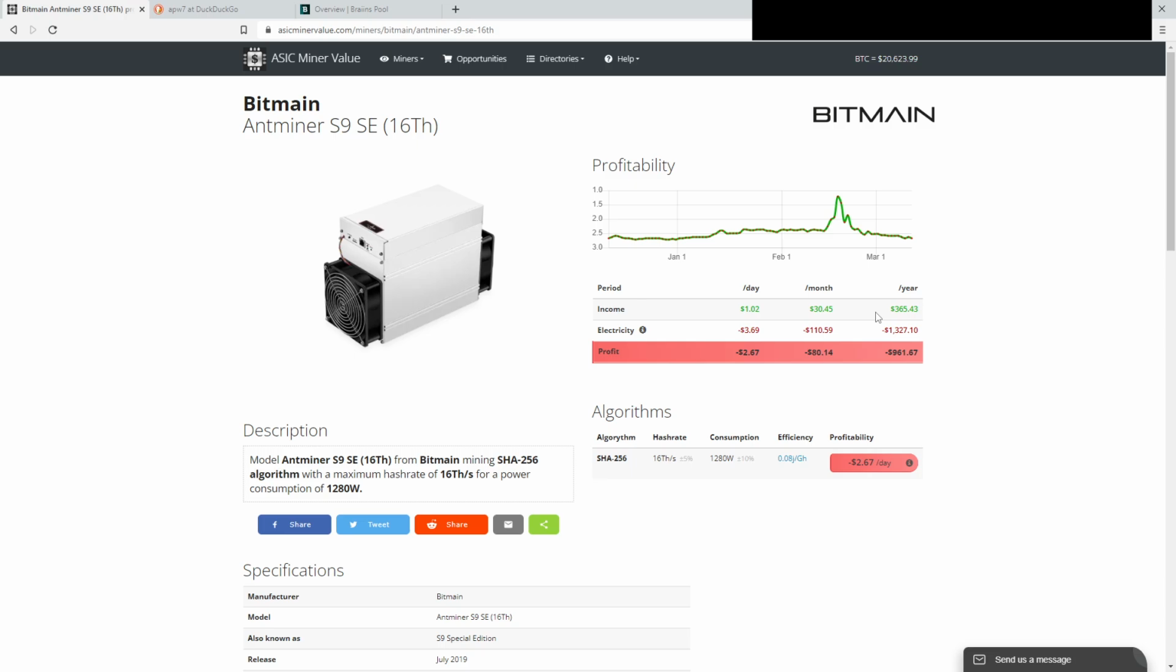Either way, I'm assuming when Bitcoin does go up in value and goes past its all-time high of 68,000, up to like 70, 80, 90, whatnot, I do think this Bitcoin miner will become worth more. And even if it doesn't become profitable for us, it may become profitable for others who are getting 6 cents per kilowatt, 5 cents, 4 cents, 3 cents, and so on.